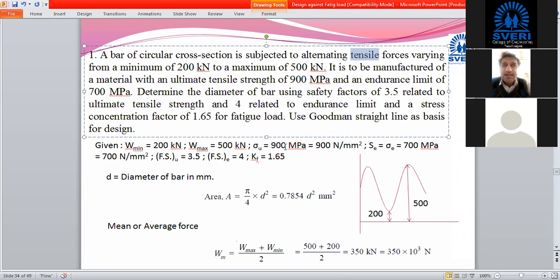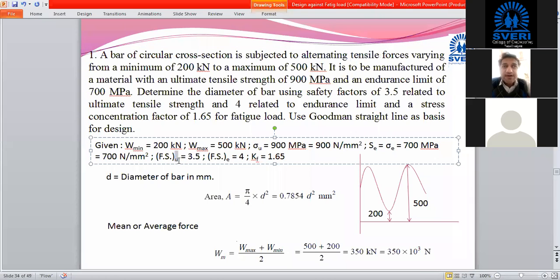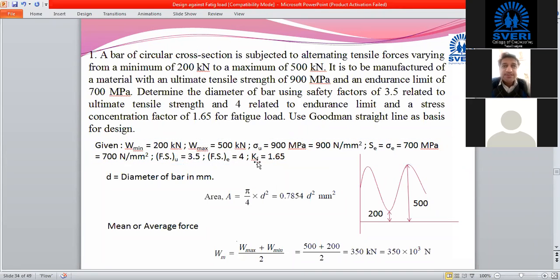It is not an alternating type of load, it is a fluctuating type, right? Then SUT, or sigma U, is 900 megapascal, that is Newton per millimeter square. Endurance limit is 700 megapascal. The factor of safety for ultimate tensile stress is 3.5 and the factor of safety for endurance limit is 4. Then the actual stress concentration factor Kf is given as 1.65.